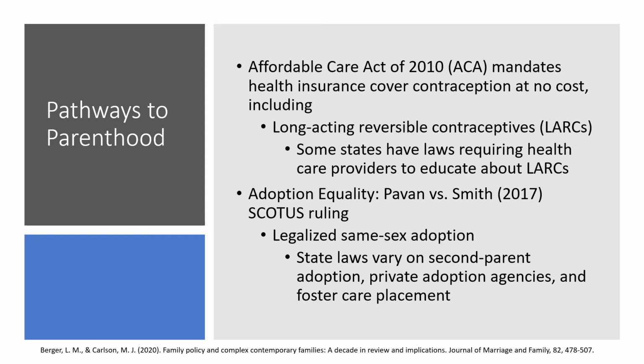So you might have a biological parent who's gay or lesbian, but it might be more challenging to have the second parent who's married to that biological parent be a legal parent. There's different laws around private adoption agencies, so perhaps being able to opt out for religious reasons, and also foster care placement.